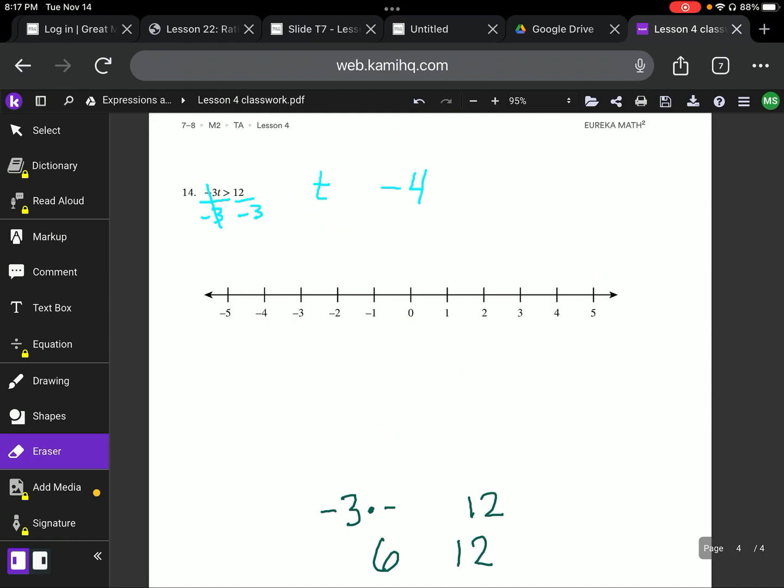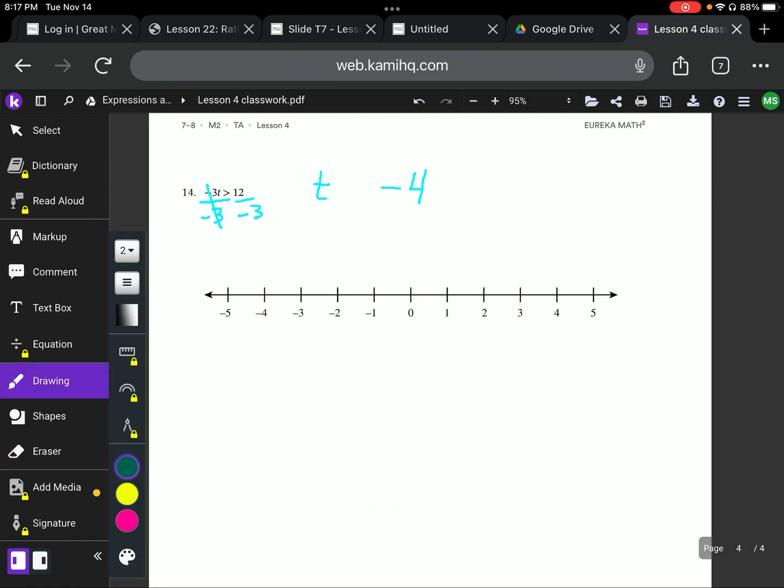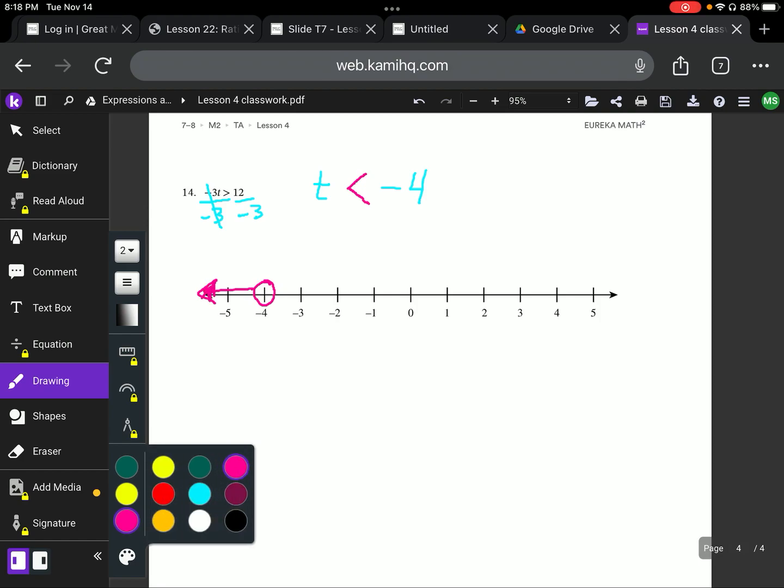What if I flipped that inequality symbol? I already erased it, but as you can see in the original, the inequality symbol was greater than. What if I flipped that to be a less than? And now I'm saying t is less than negative 4. Wait a minute, maybe my number line should go this way. Well, let's take a look. Instead of writing t, I'm going to write one of these answers. Right now, I can only see negative 5 on my number line, but let's try it out.